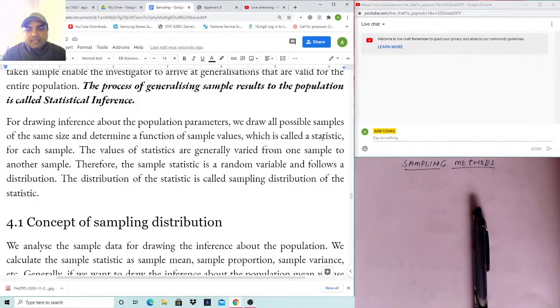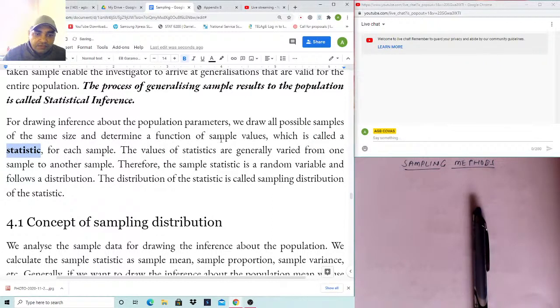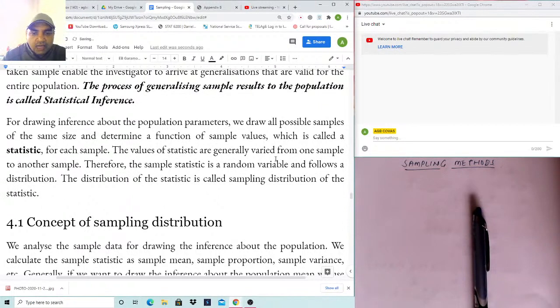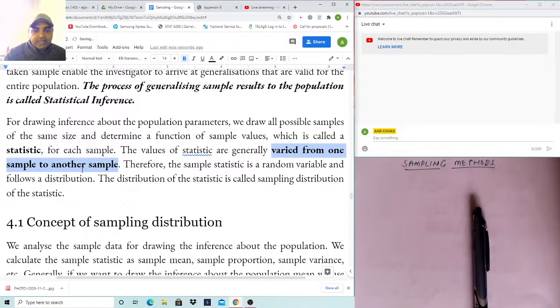Which is called a statistic. Note here that if you do it for the population, it is a parameter, whereas when you take out a sample and conduct the statistical analysis, find out the mean and variance of these, they are known as statistics. The value of a statistic generally varies from one sample to another, that is, when you are drawing samples.